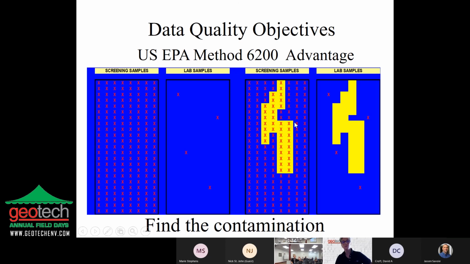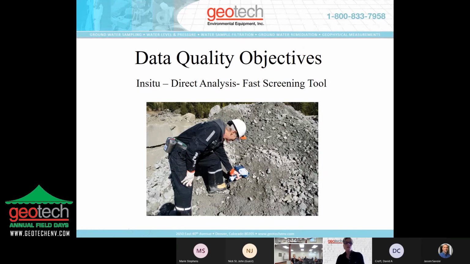And for fast screening, this is actually compliant with US method EPA 6200, and that allows you to find it. It could take you several trips back to get samples and send them to the lab to find the plume of contamination, as opposed to just using in situ XRF very quickly. So that's how you're going to determine what approach you take.